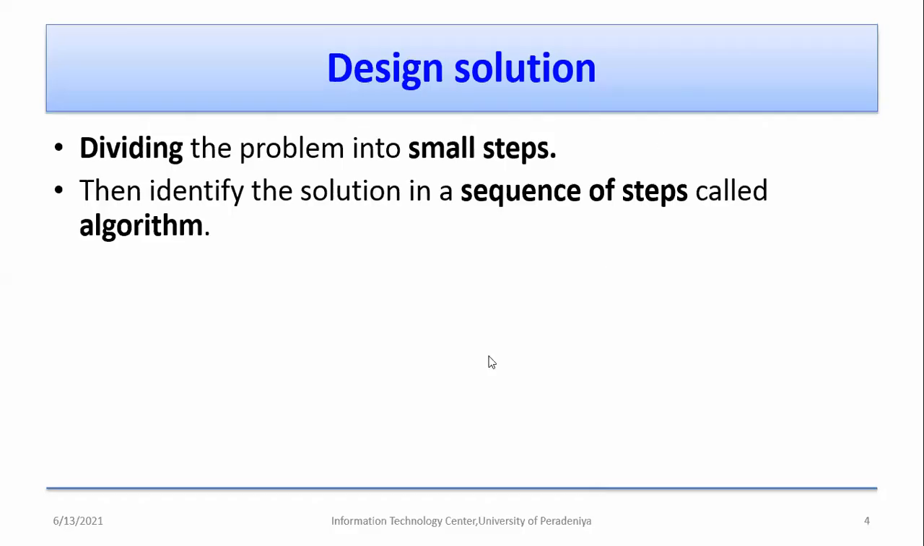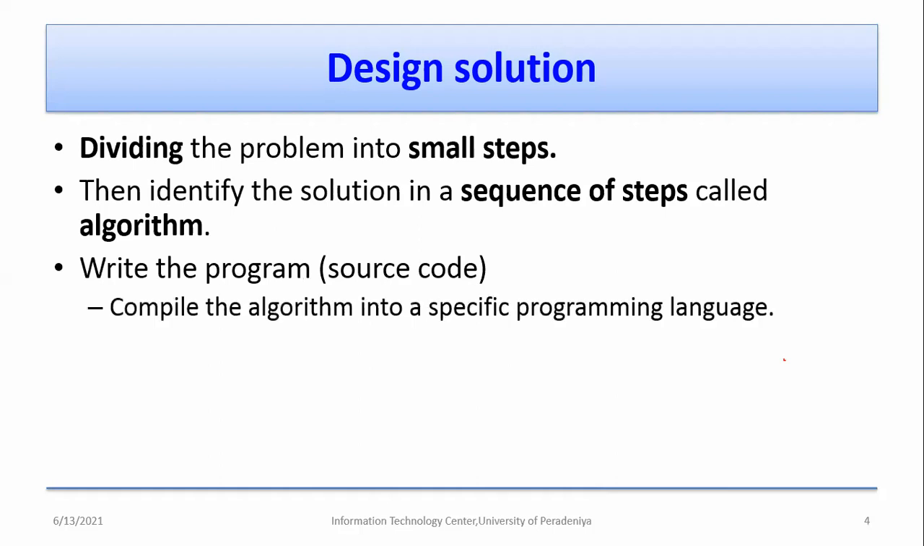Okay, so as I told you, we have to identify the solution as a sequence of steps called an algorithm. Then by following that algorithm, we can write a program, usually called source code. Once you write the source code, we have to check whether that source code satisfies the algorithm, that it follows the algorithm.